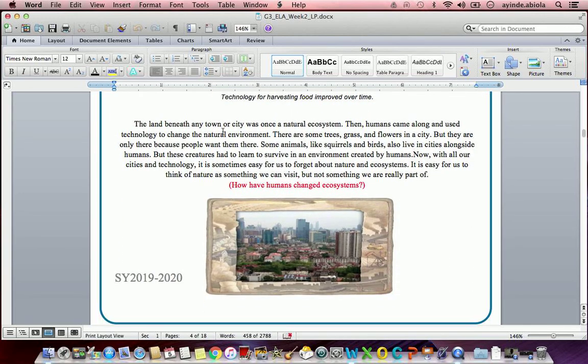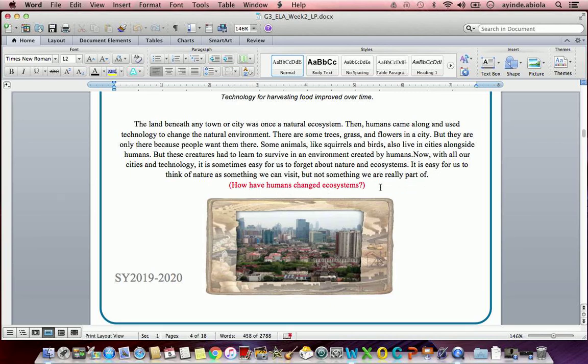The land beneath any town or city was once a natural ecosystem. Then humans came along and used technology to change the natural environment. There are some trees and grass and flowers in the city, but they are only there because people want them there. Some animals, like squirrels and birds, also live in cities alongside humans, but these creatures had to learn to survive in an environment created by humans. Now, with all our cities and technology, it is sometimes easy for us to forget about nature and ecosystems. It is easy for us to think of nature as something we can visit, but not something we are really a part of.